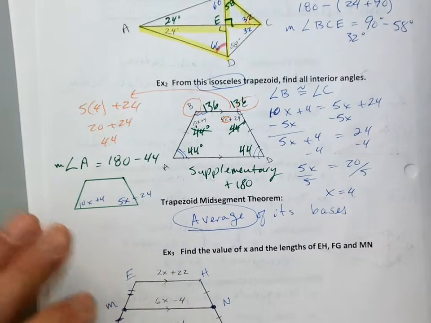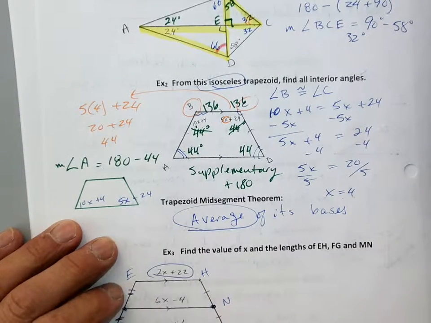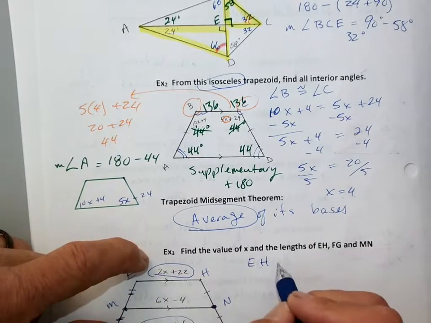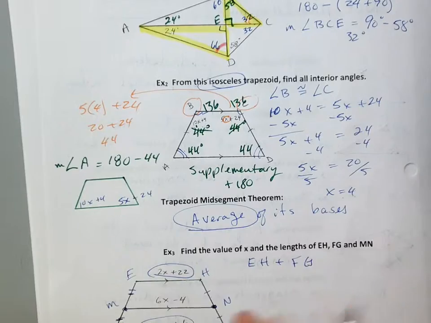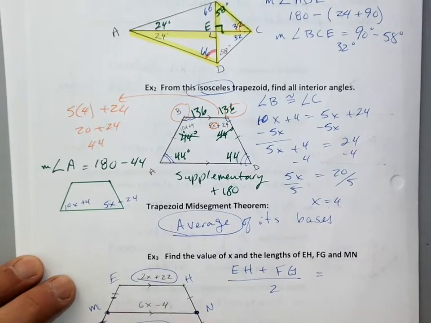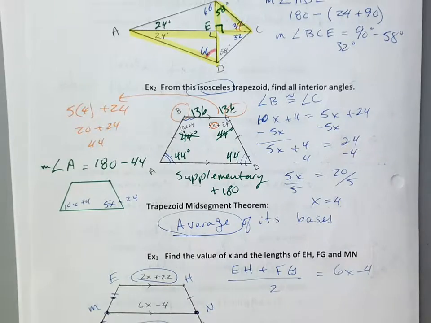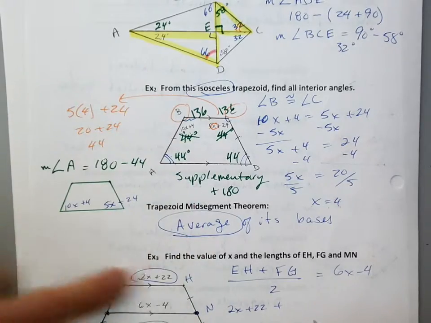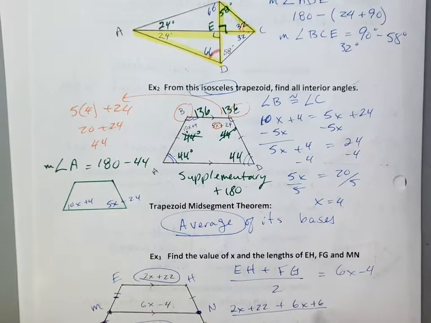I'm going to do it this way. I'm going to add my bases, this base plus this base. Base 1, EH, plus this base, FG. It's an average, so this base plus this base divided by 2 should equal my mid-segment, which is 6x minus 4. EH is really 2x plus 22, that's my first base, plus this base, which is 6x plus 6, divided by 2.